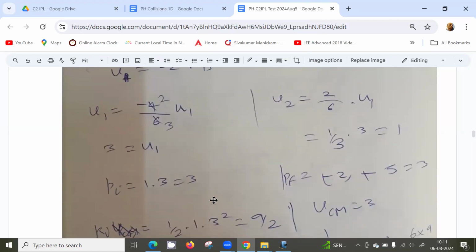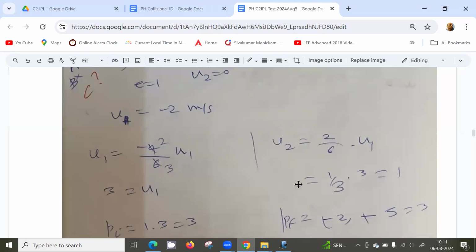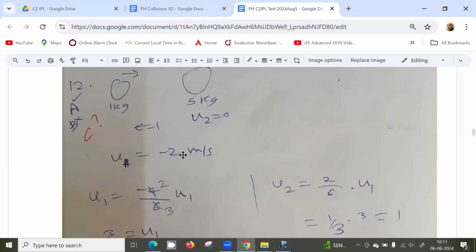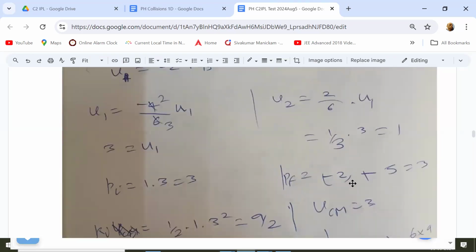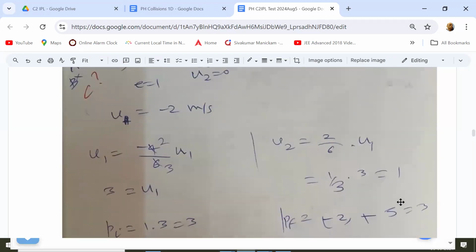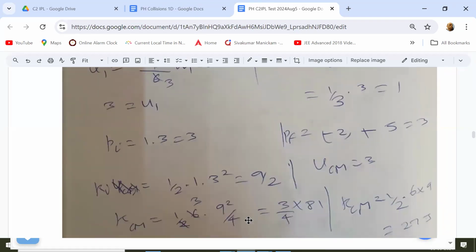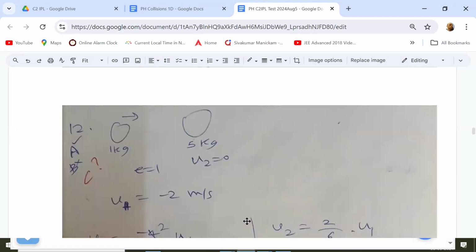That is the same as the final momentum, because momentum is conserved since there is no external force. Or I can also calculate using the final velocities. The final velocity of 2 is 1, and the final velocity of 1 is -2. So 1 into -2 is -2, plus 5 into 1, it is 5. So it is the same thing, and you can confirm momentum is conserved. Total momentum is 3, which is option A. So option A is true.